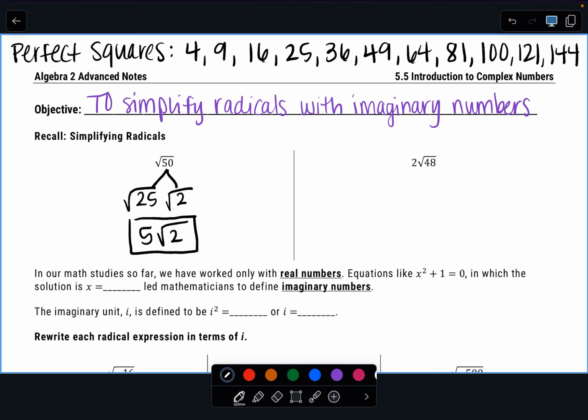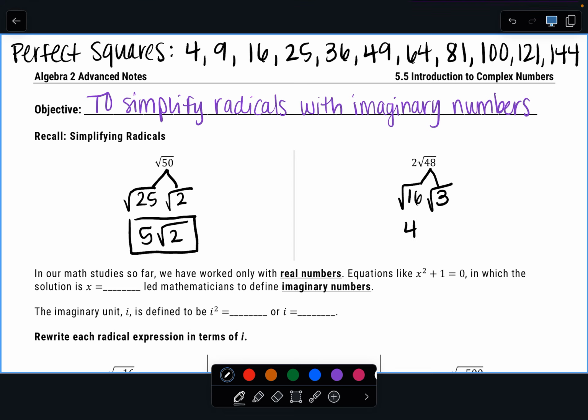Okay, what is a perfect square that is a factor of 48? 16 and 3. Okay, I'm going to go in. I'm going to take the square root of 16. I'm going to take the square root of 3. What is the square root of 16?